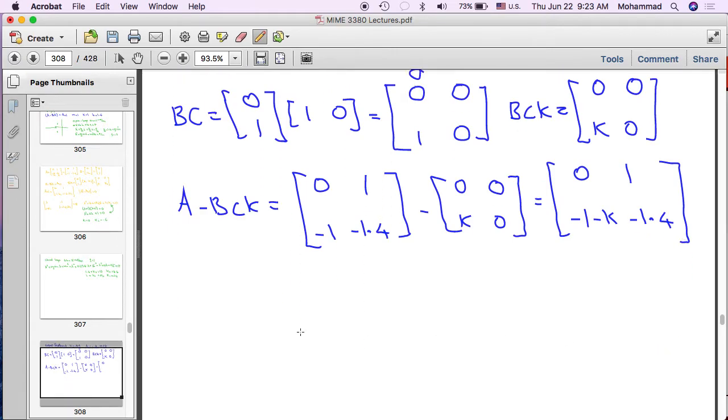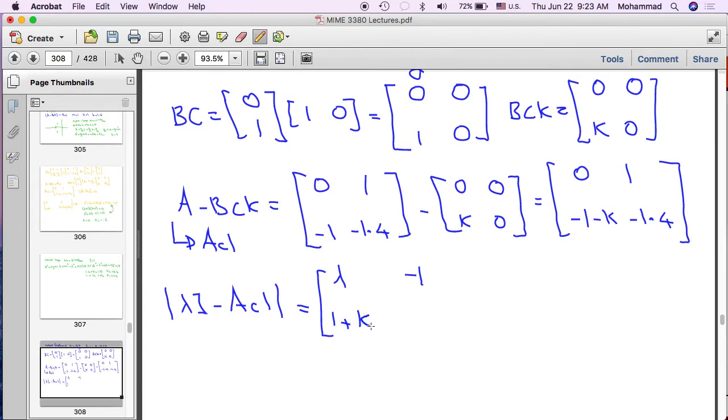So what we can then do is to look at lambda I minus A closed loop. So this is A closed loop for this case. So lambda I minus A closed loop will give you lambda here, minus 1 here, 1 plus K here, and lambda plus 1.4 here. So we are going to look at the determinant of this matrix.